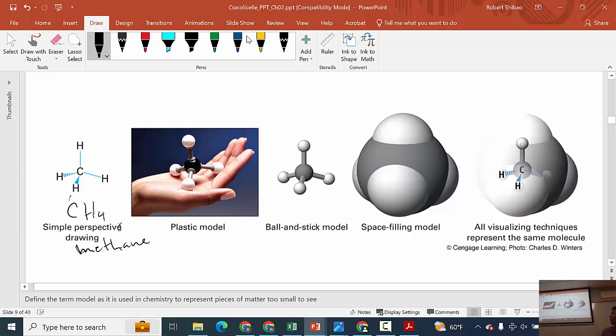So this is a plastic ball and stick model. This would be a computer-generated image over here.